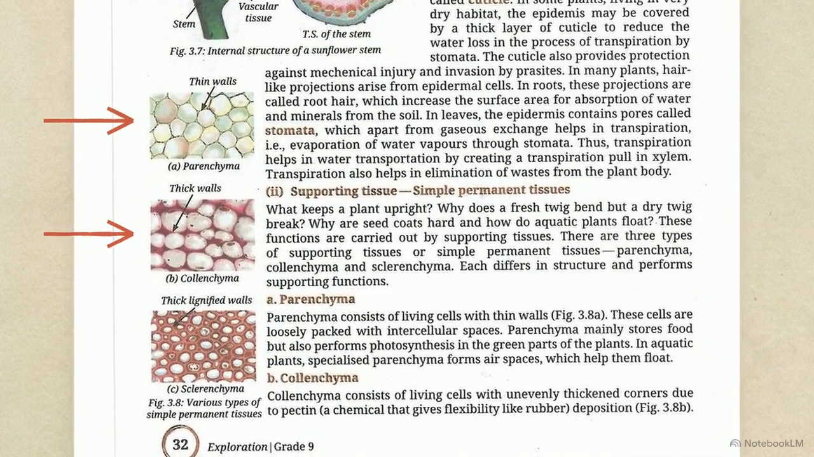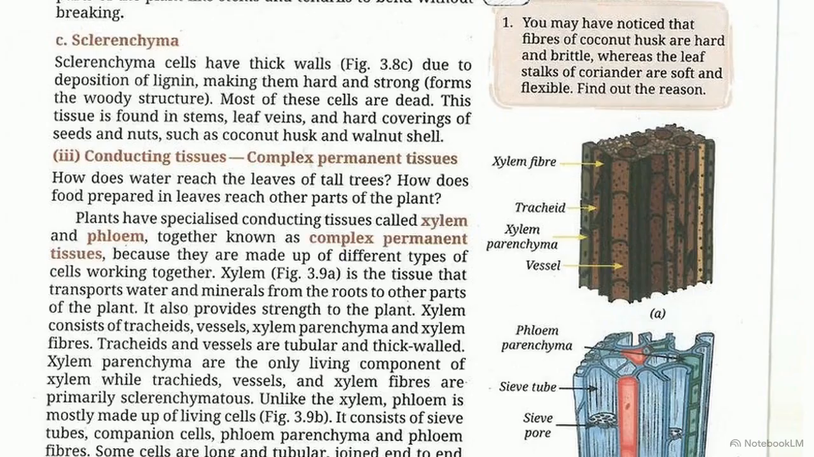Parenchyma and collenchyma are living cells with thinner walls for storage and flexibility, while the sclerenchyma consists of dead cells with thick, lignified walls that provide the plant's rigid strength. For transport, plants use complex vascular tissues.